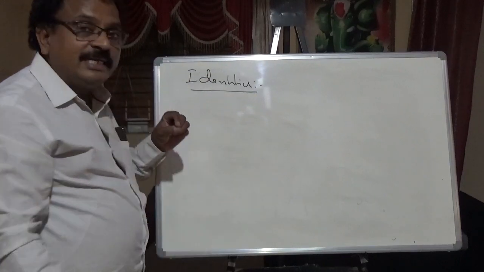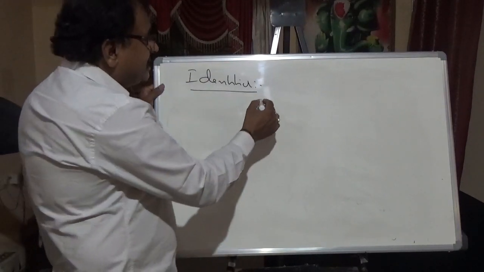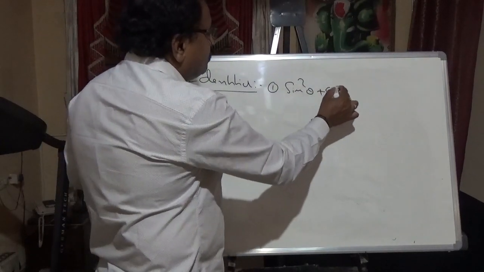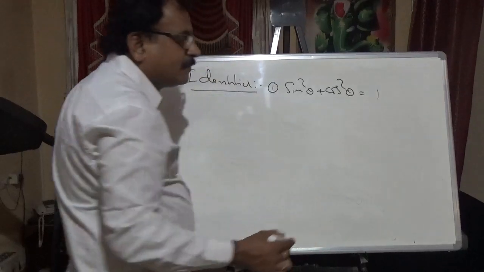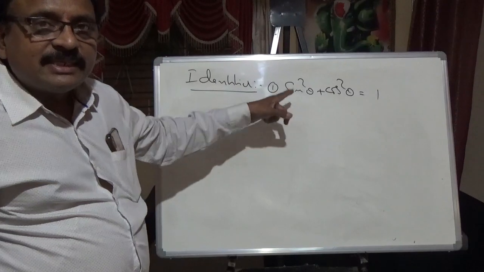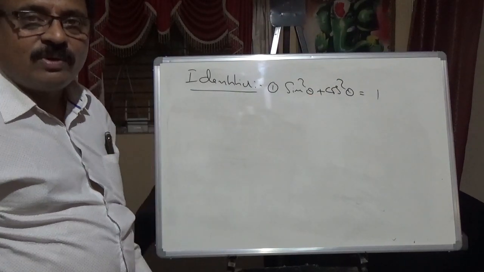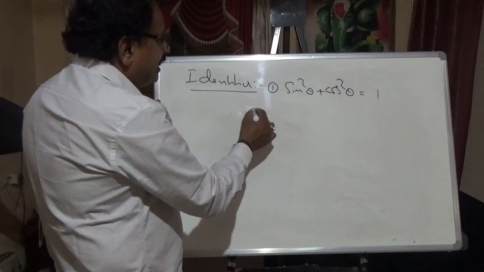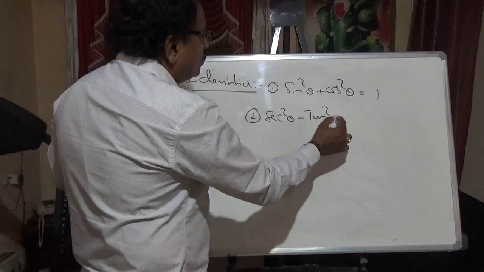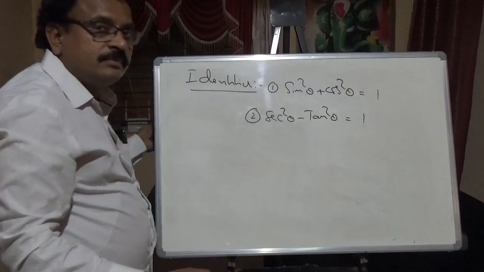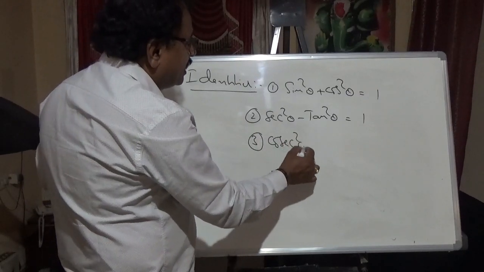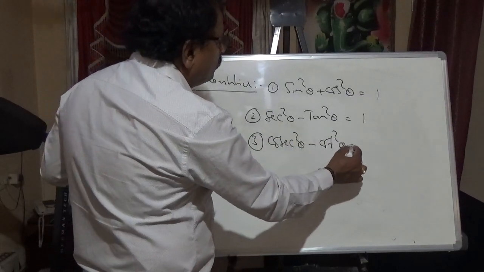There are three identities. What are the three identities? The first identity is sin square theta plus cos square theta is equal to 1. This is the relation between sin theta and cos theta. The second identity, sec square theta minus tan square theta is equal to 1. The third identity, cosec square theta minus cot square theta is equal to 1.